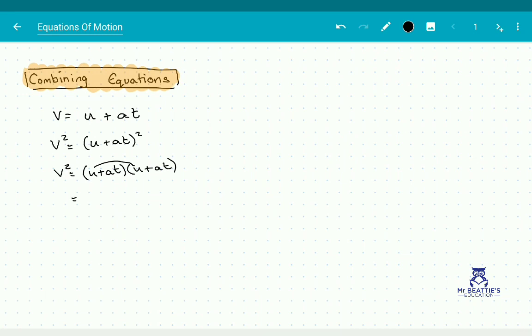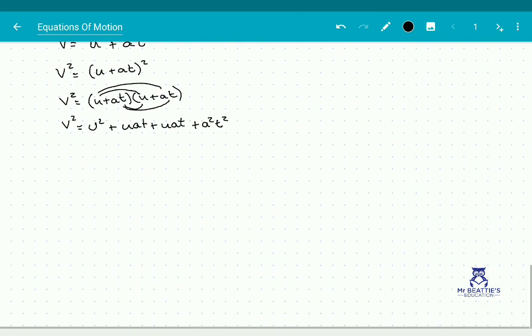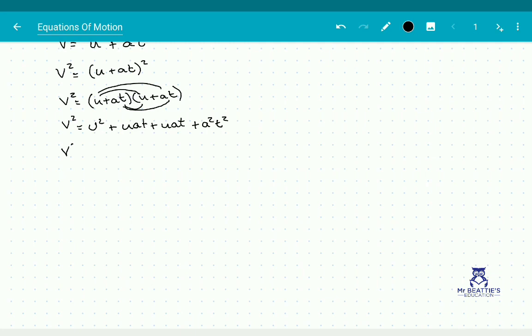So we're going to get u squared plus uat plus uat plus a squared t squared. Okay, next step I'm going to do is I'm going to combine my like terms together. So we're going to have v squared is equal to u squared plus 2uat plus a squared t squared.